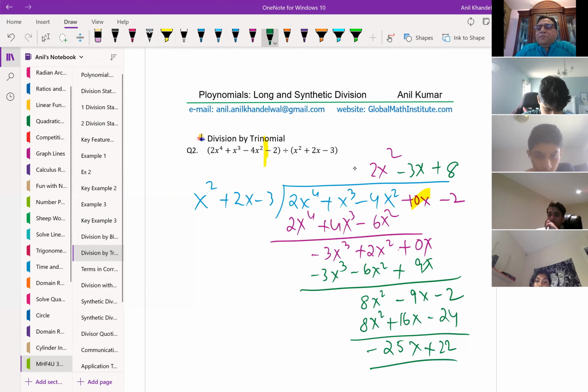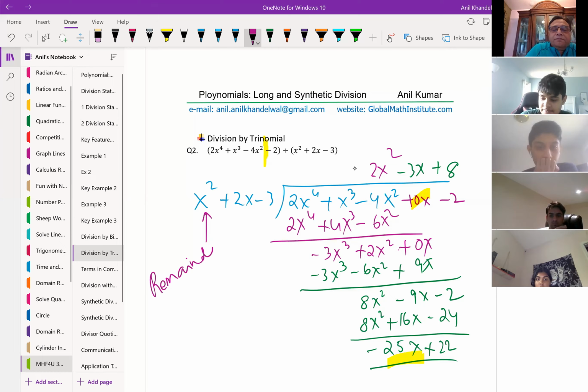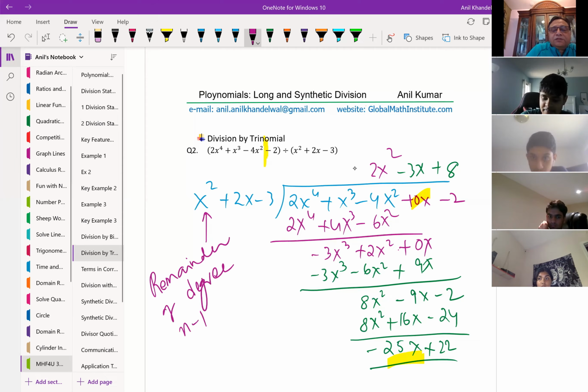What is the order of my remainder? What is the degree of the remainder? So would it be order 1? Linear, yes, order 1. So it is linear, it has to be the remainder. The degree of the remainder will always be how much? Less than the divisor, right? Otherwise you could divide it further, correct? So that is very important to know, that the remainder will always be of degree n minus 1, where n is the degree of the divisor. Is that okay?